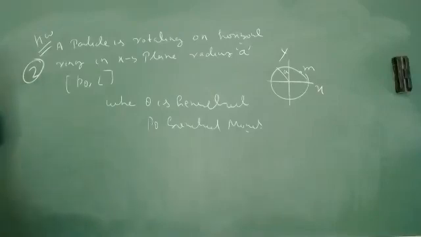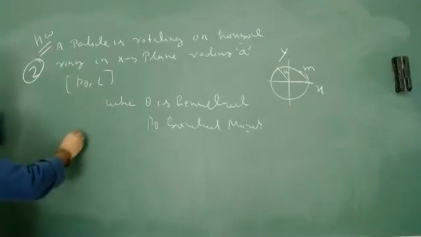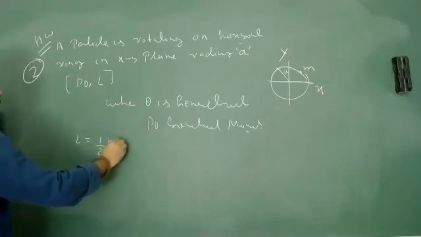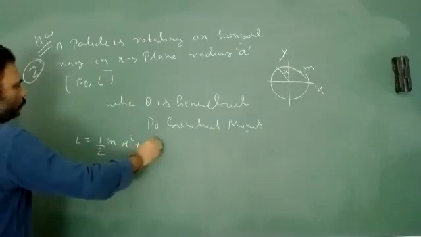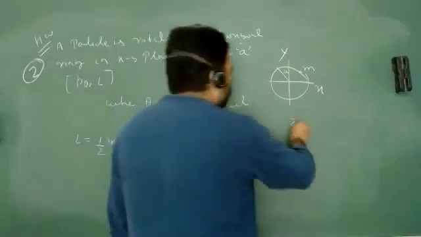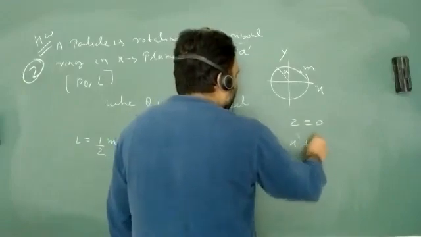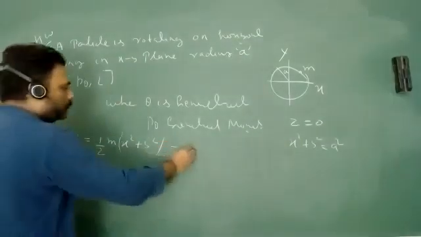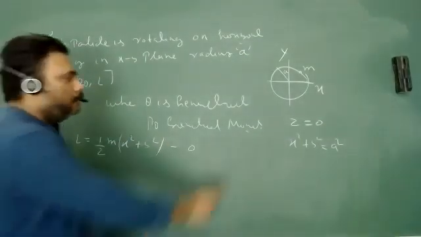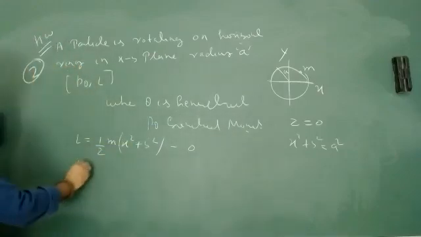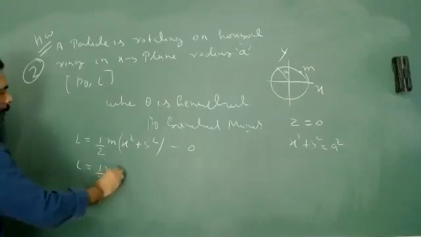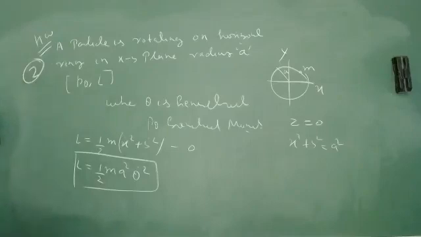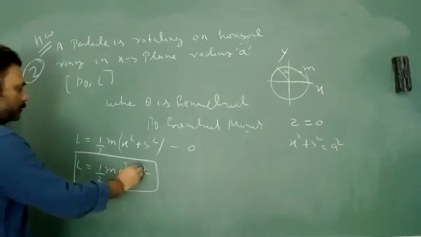Okay, let's analyze it ourselves. What will be the Lagrangian? The Lagrangian will be only kinetic energy. So you can write x dot square plus y dot square. What will be the degrees of freedom? Here z is equal to 0 and x square plus y square is equal to a square. So there is 1 degree of freedom. There is not any potential energy. I can put it into polar coordinates. So this will be half m a square theta dot square. This is my Lagrangian.